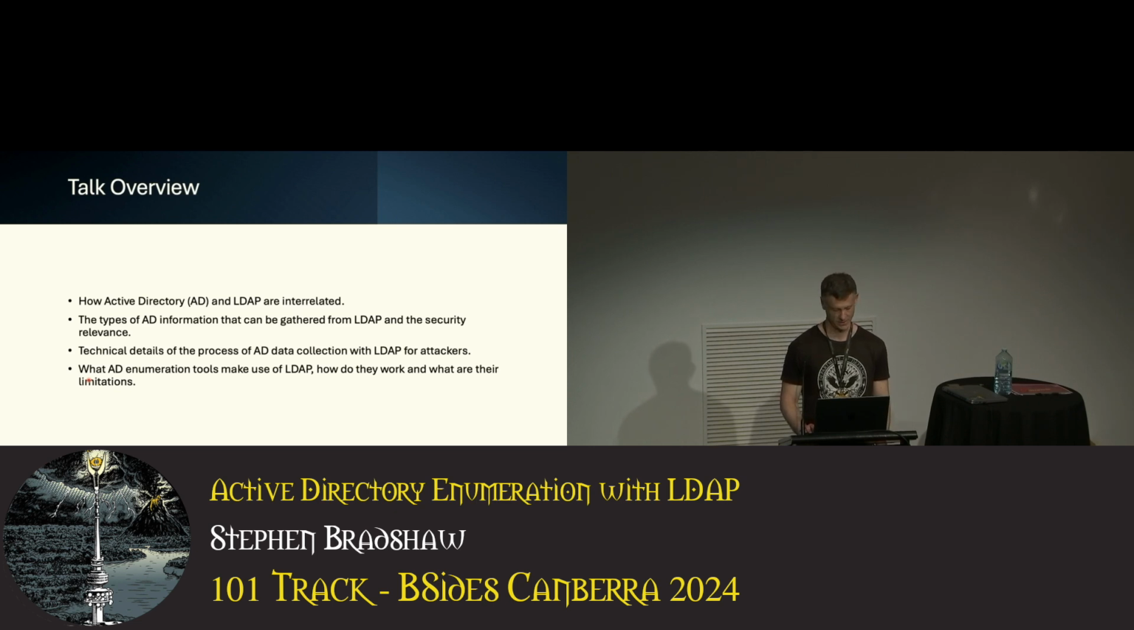So this is an overview of what I'm going to be talking about today. I'll talk about how Active Directory and LDAP are interrelated. I'll talk about the types of information you can get from LDAP, from Active Directory, and the security relevance. I'll talk about the technical details of this data collection, and I'll talk about some of the enumeration tools that can be used for the purpose of getting attack information, how the tools work, and what their limitations are.